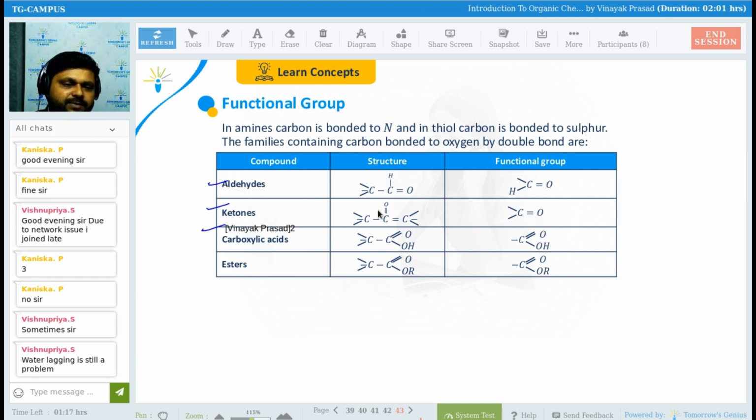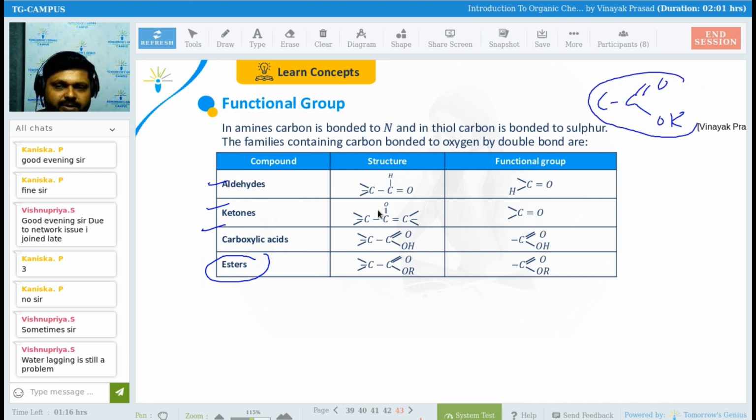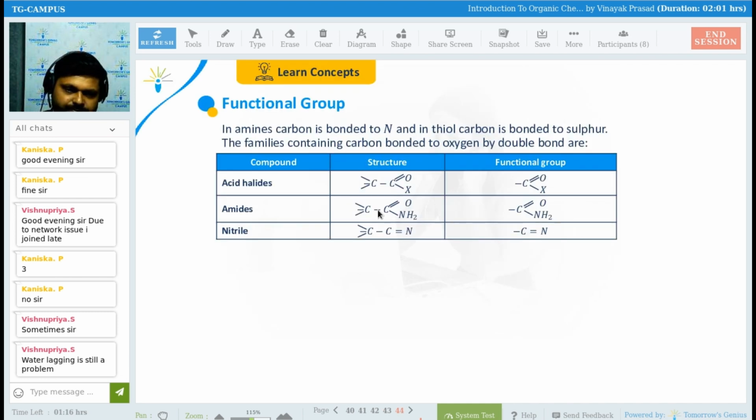Aldehyde, ketone, carboxylic acid we have seen. Ester is one new compound that we will see. It has C double bond O and single bond OR, written as R-C-O-R. This is an ester. Is it okay?